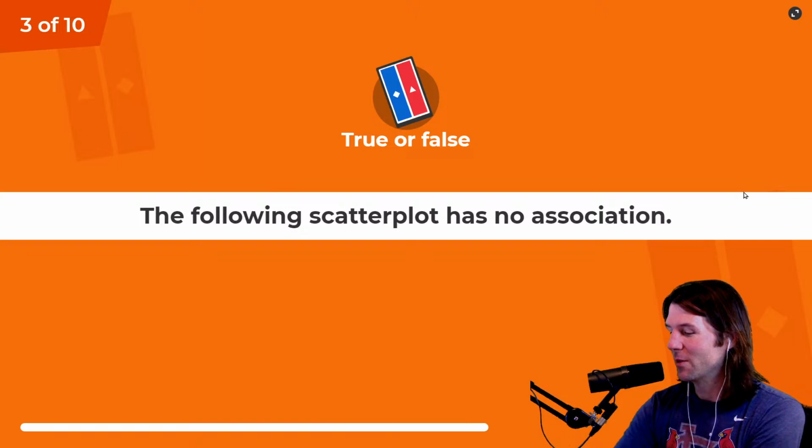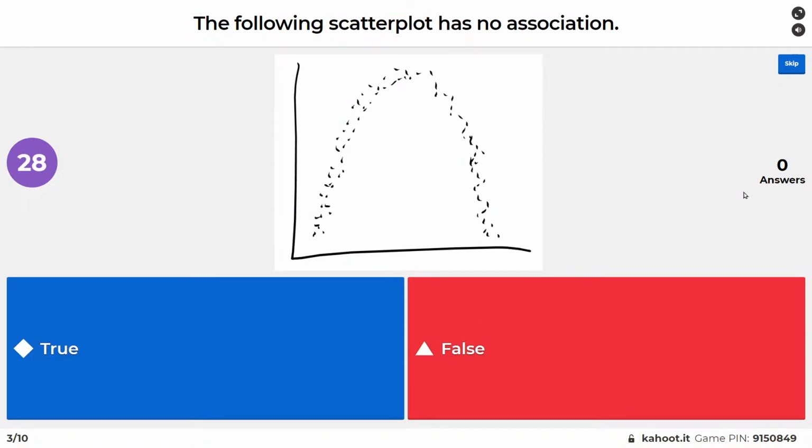True or false? The following scatter plot has no association. Is that true or false? The following scatter plot has no association.